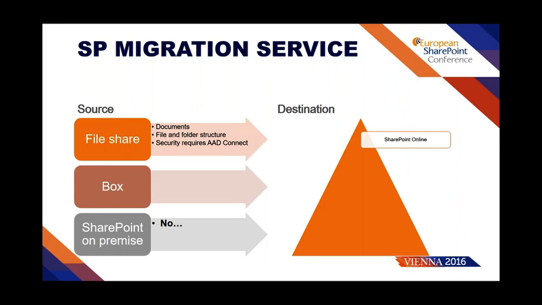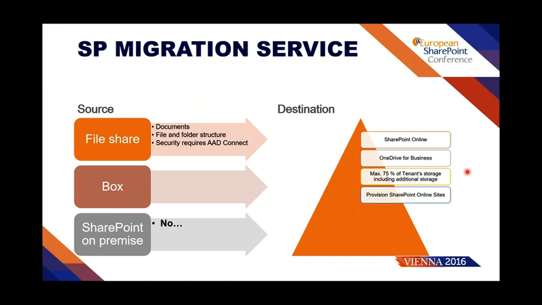So the destination is either SharePoint Online or OneDrive for Business. The migration service Microsoft is offering migrates up to 75% of the tenant storage, while they include additional storage which you bought. They call it a service to pre-provision SharePoint sites, because the structure where we are going to migrate into just needs to be present before migration, but it's typically a good idea to prepare that before. And you will get a migration report, so basically a report on what has been migrated.